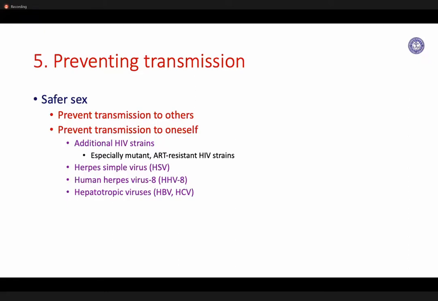And there are other viruses also which they can become infected with, like herpes simplex virus, human herpes virus 8, and hepatotropic viruses such as hepatitis B and hepatitis C. So for those reasons, for their own good and for the good of others, they must practice safer sex. Okay, so basically that's what I wanted to share with you. Do you have any questions about clinical aspects of HIV?